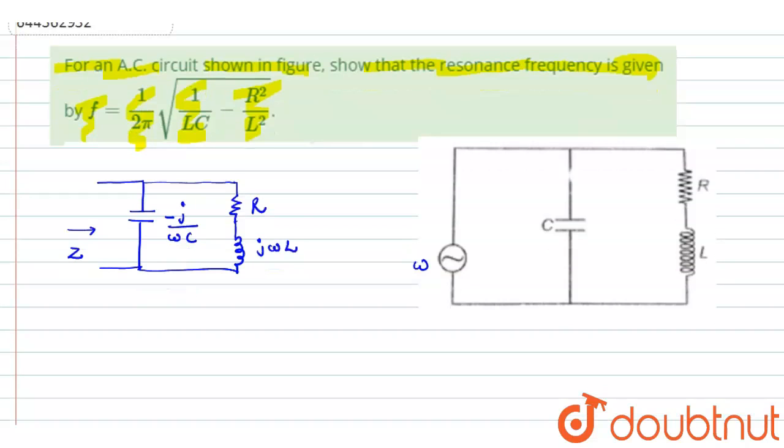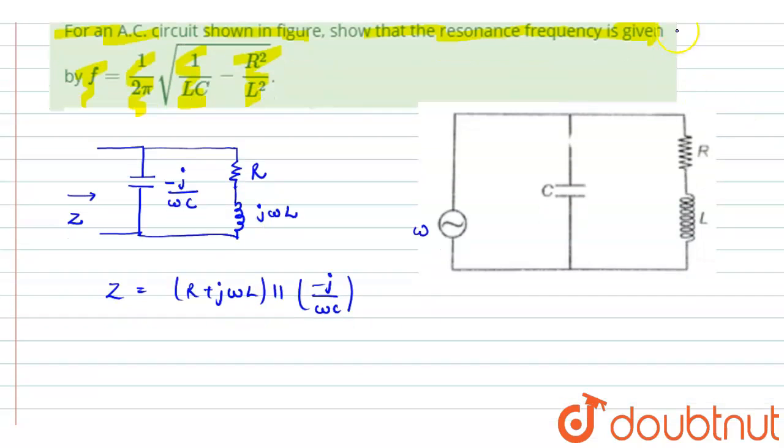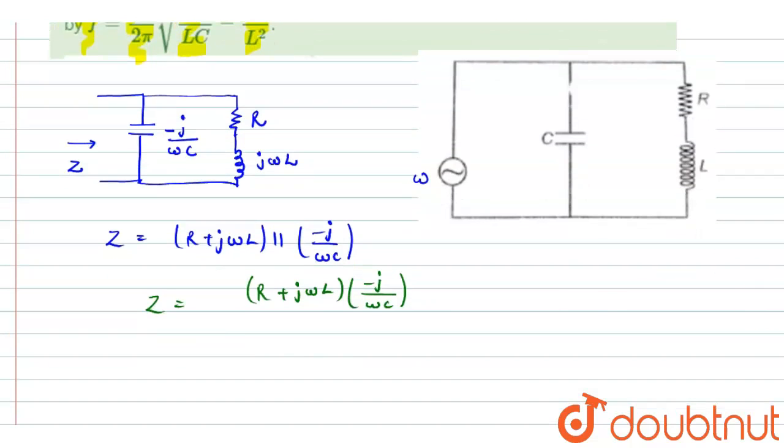So clearly we can see that R and j omega L are in series, so I can write Z will be equal to R plus j omega L in parallel with the minus j over omega C component. Okay, so further using the formula for the parallel combination, we have Z equal to R plus j omega L whole multiplied with minus j over omega C divided by R plus j omega L minus j over omega C.